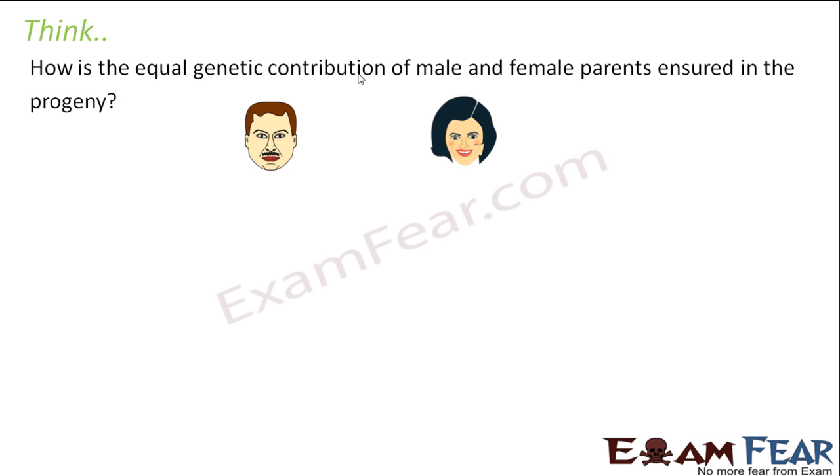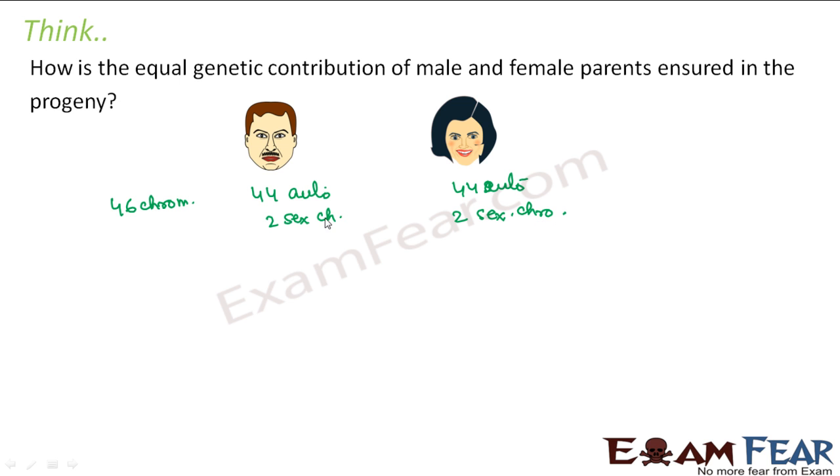How is the equal genetic contribution of male and female parents ensured in the progeny? So how do we know that the male and the female both contribute equally in the offspring? Now, as I said before also, a human male will have a total of 46 chromosomes. So they will have 44 autosomes and 2 sex chromosomes. Similarly, the female will also have 44 autosomes and 2 sex chromosomes. What is the sex chromosome in male? It will be XY. For female, the sex chromosomes are XX.